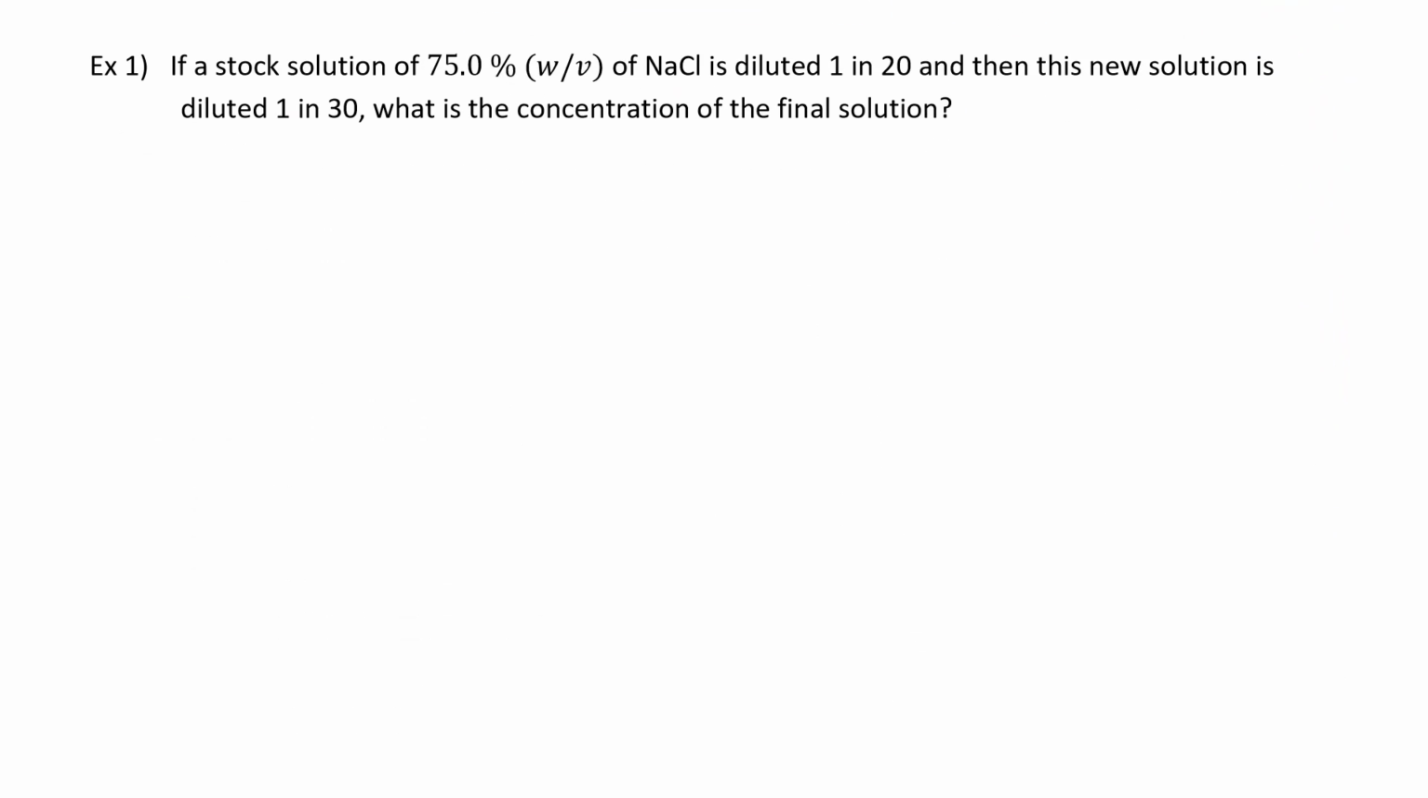Let's now examine example 1. If a stock solution is 75% weight by volume sodium chloride, it is diluted 1 in 20, and then this new solution is diluted 1 in 30. What is the concentration of the final solution?